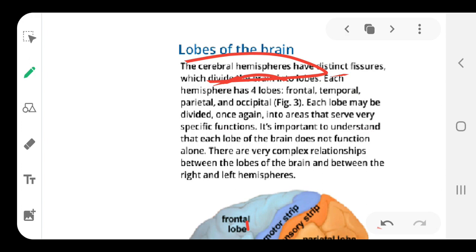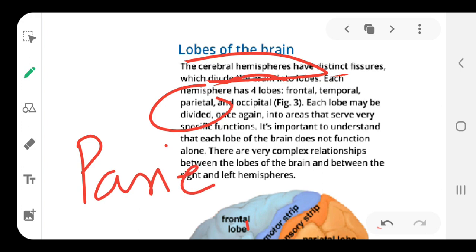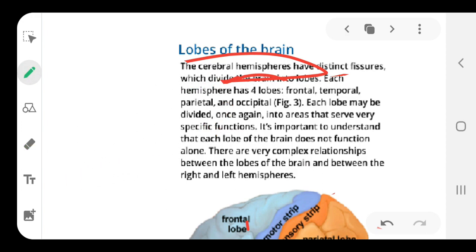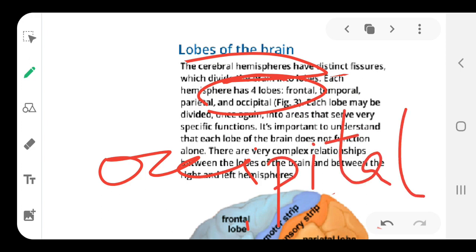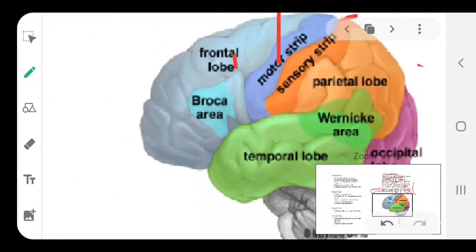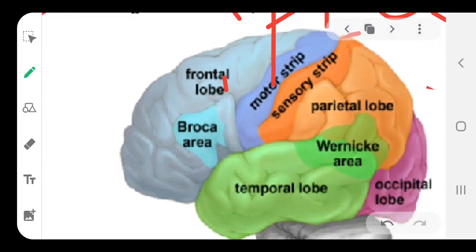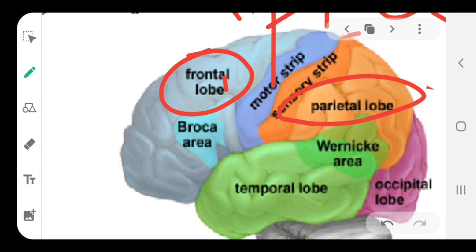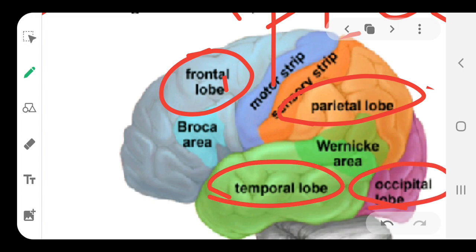Then the third one is the parietal lobe, P-A-R-I-E-T-A-L, and the last one is the occipital lobe, O-C-C-I-P-I-T-A-L. These are the 4 lobes of the main part of the brain called the cerebrum, and this structure gives you some idea where these parts are. This is the frontal lobe, then you can see the parietal lobe, then the occipital lobe and the temporal lobe.